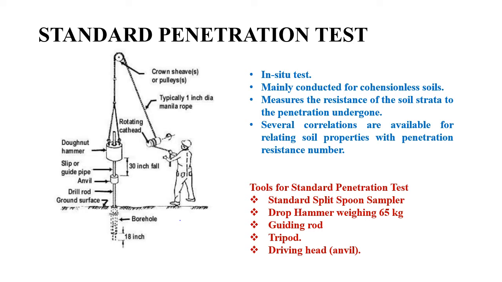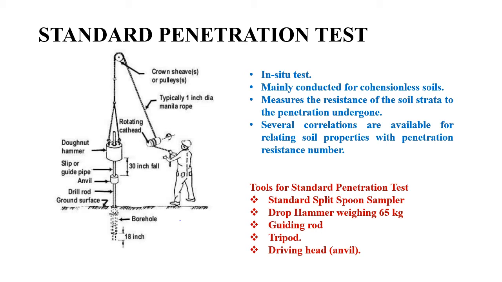We'll see what are those correlations given by various scientists in the coming slides. But I'm just saying that this penetration number is quite useful to us because there are already existing correlations derived between the penetration number and mostly the shear strength of soil. So in cases when you are not able to find the shear strength of soil through laboratory methods, you can easily make use of these available correlations and find out the equivalent shear strength of soil for a particular value of N at a particular depth in the soil strata. This is the overall picture of a standard penetration test.